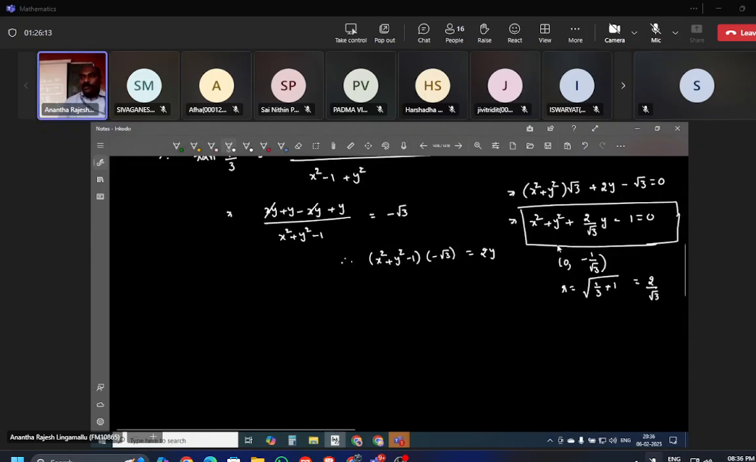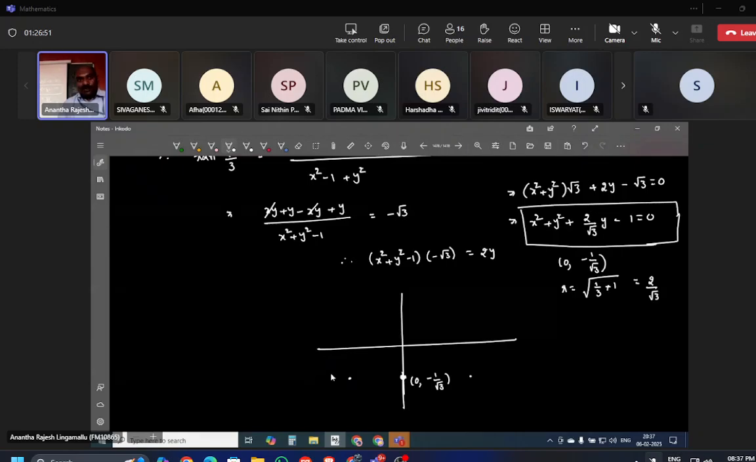What is the center? 0 comma minus 1 by root 3, radius 2 by root 3. So where is 0 comma minus 1 by root 3? Here. From here you travel 2 by root 3 distance. If I travel 2 by root 3 distance, where will I go? From this you add 2 by root 3. If I go here, this is 2 by root 3 minus 1 by root 3. Minus 2 by root 3 minus 1 by root 3. Yes or no?